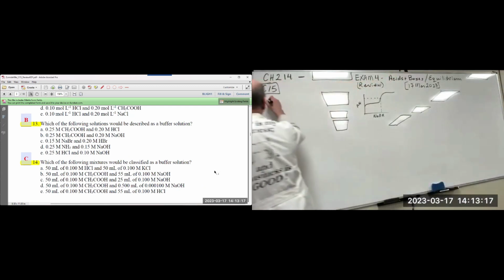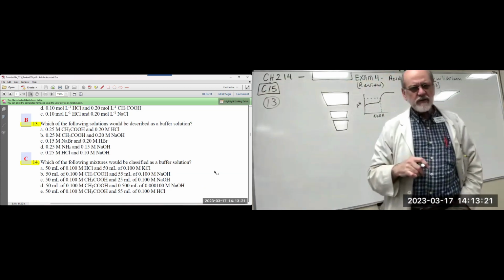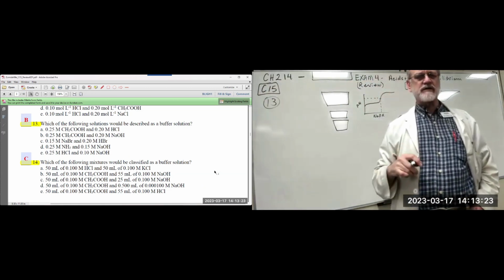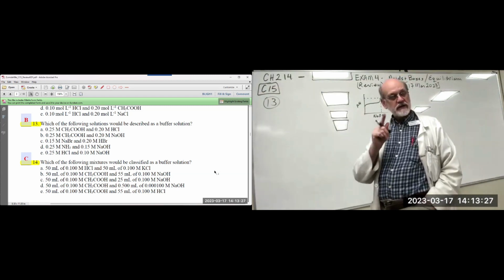13. All right, let's see. Which of the following solutions would be described as a buffer solution? Okay. In order to have a buffer solution, you need two things.